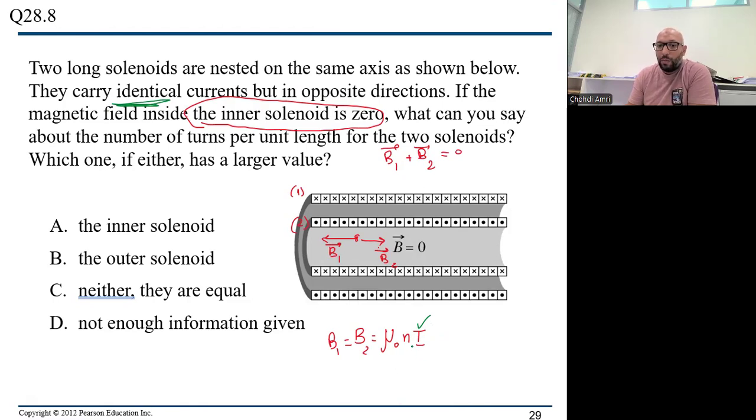What we can say is that the number of turns per unit length is also the same for the two solenoids. Why? Because the fields are equal in magnitude, because their sum is equal to 0 according to the question. So the number of turns per unit length are equal. Okay. Next.